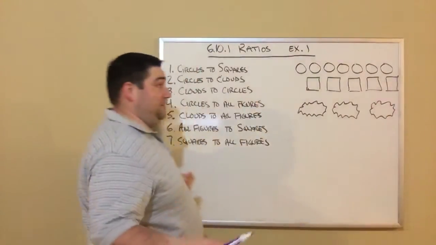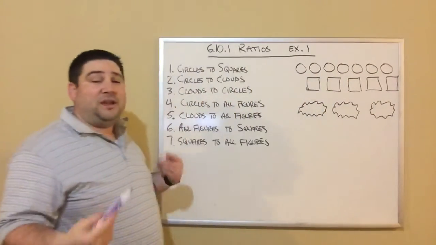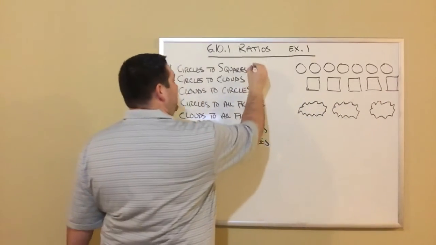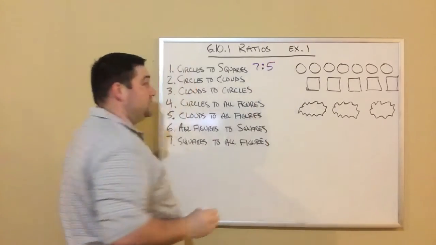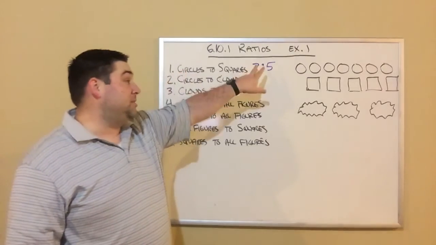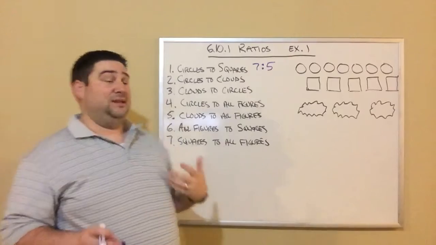All we got to do is count the number of circles. 1, 2, 3, 4, 5, 6, 7 circles. We count the number of squares. 1, 2, 3, 4, 5. So our ratio is 7 circles to 5 squares. And it needs to be in that order. Since circles was first, the number of circles needs to be first. Since squares was second, the number of squares needs to be second.